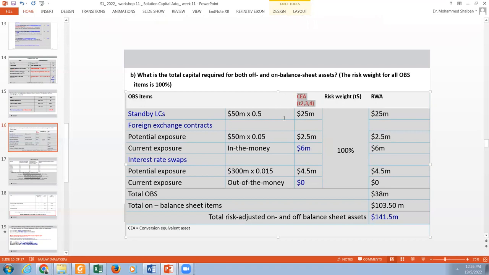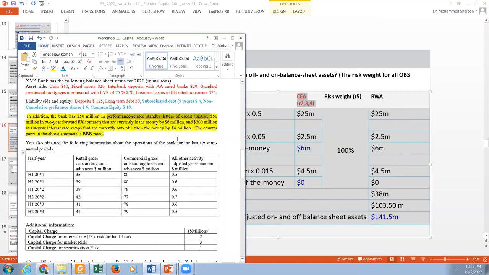So for the standby letter of credit it is 25. We are done with item number 1. Let's go to item number 2. 50 million in 2 years forward. It's already known, this is market related for a derivative contract. 2 years forward Forex contract. So it's Forex and it's 2 years.